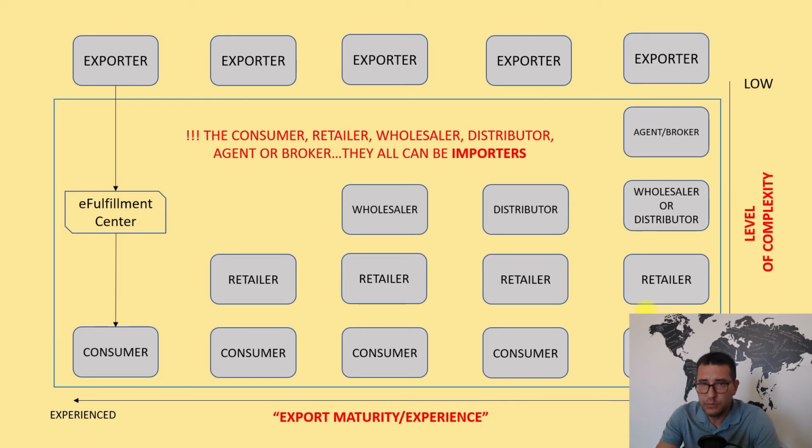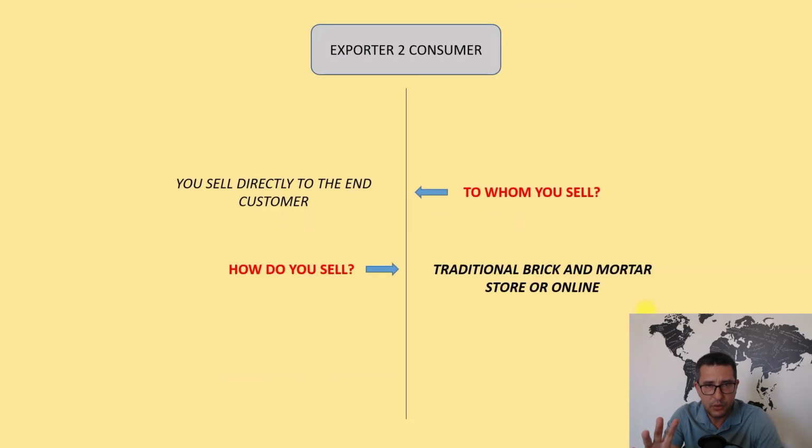And now I want to move on and break down, if you want, each type of distribution channel and see how they work in very simple terms. And the first type is exporter to consumer, and here the complexity is very low. You sell directly to the consumer or the end customer, which can be done via a traditional brick and mortar store or by selling online.